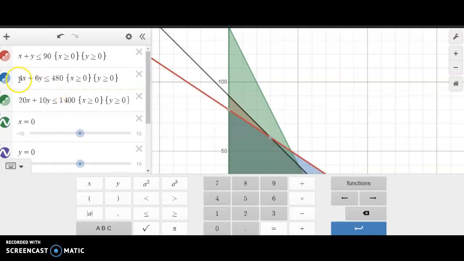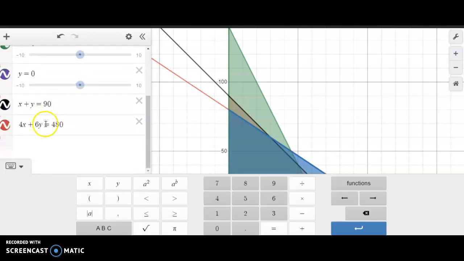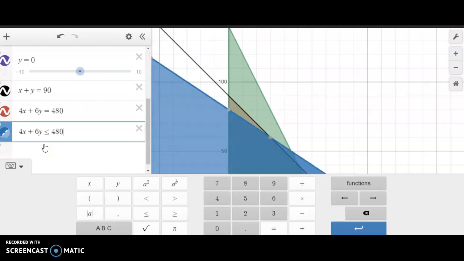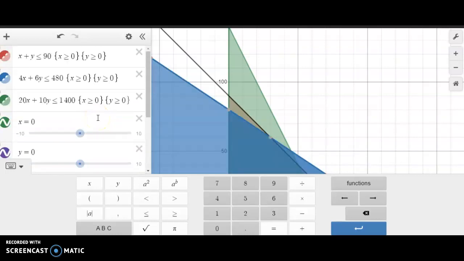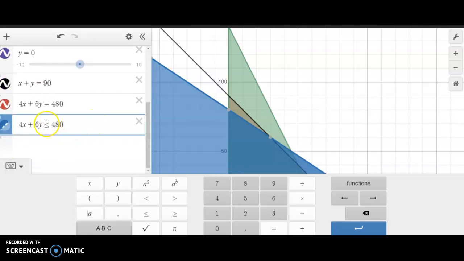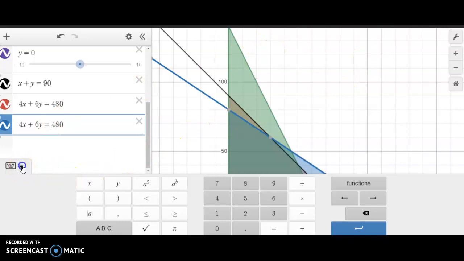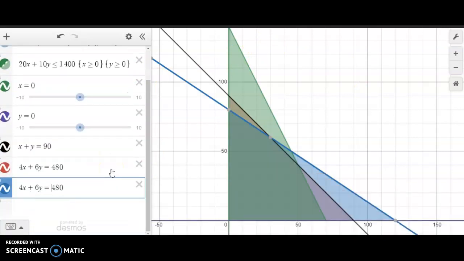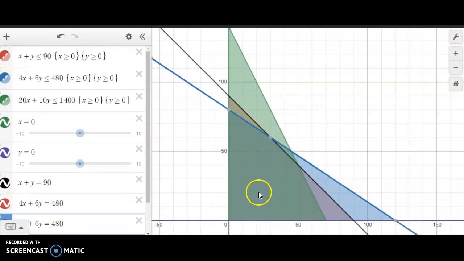And I'll go ahead and throw this one in there also. The reason I'm doing that is because when you use Desmos, you can find intersections of equations fairly easily. I think we're good. All right, so I can see my feasible region here.